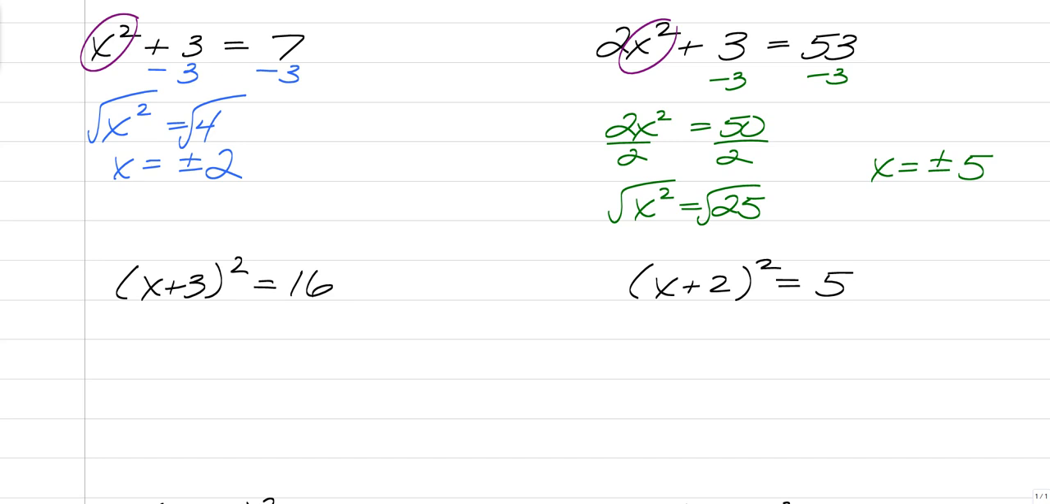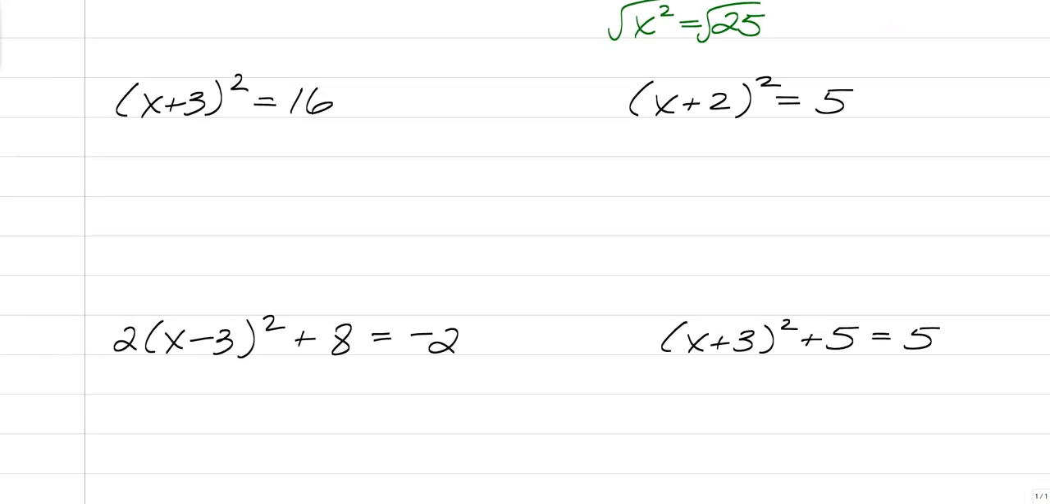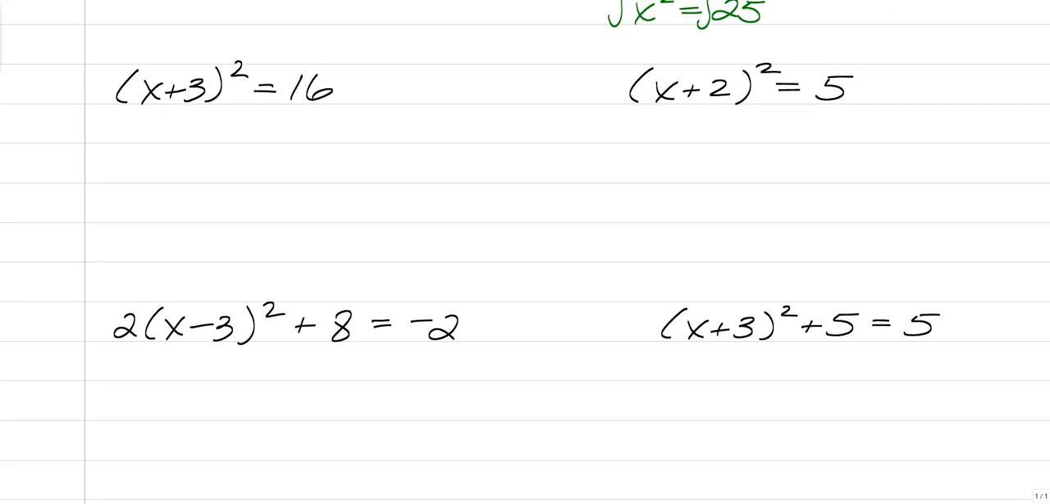Now what we're going to do is square a quantity. So we're going to go work with those next. This example right here, we have a quantity squared. So you cannot subtract 3 from both sides.